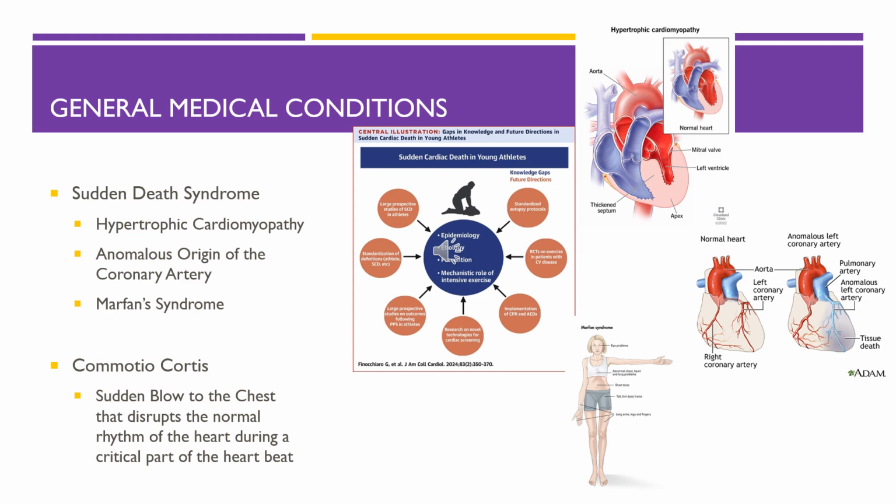The second is anomalous origin of the coronary artery. This is where one of the two coronary vessels originates in a different site from normal. This compromises or obstructs that artery because of its unusual pathway in and around the heart. Third is Marfan syndrome. This is an abnormality of the connective tissues of the body. This abnormality of connective tissue results in the weakening of the aorta and cardiac valves, which can lead to a rupture of either a valve or of the aorta itself.